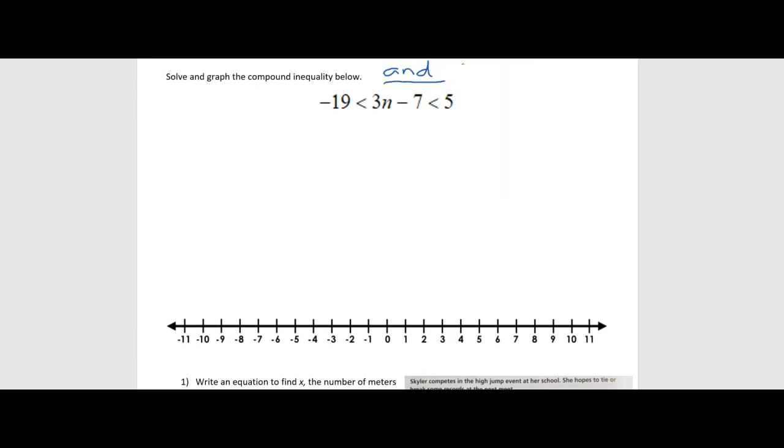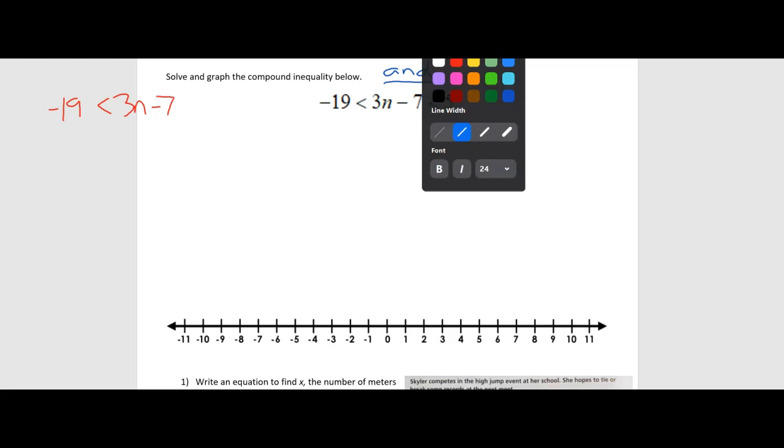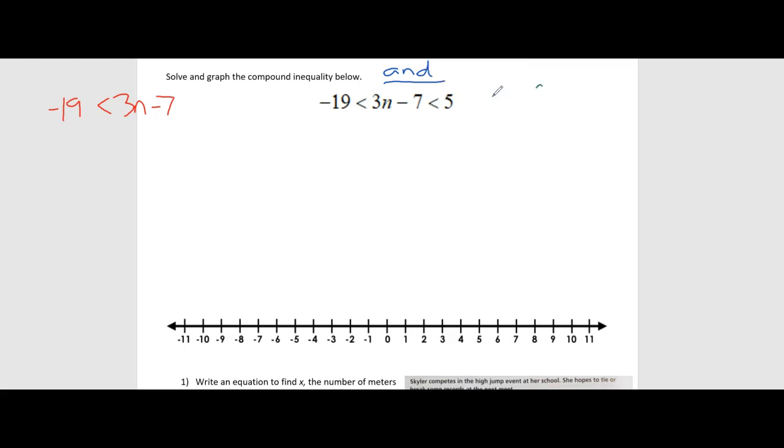I need to break it up, so I'm going to write negative 19 is less than 3n minus 7. That's one piece. And my other piece is going to be 3n minus 7 is less than 5. And now we just have to solve both of these. So I'm going to add 7 to both sides. That's going to give me negative 12 is less than 3n. I'm going to divide both sides by 3.